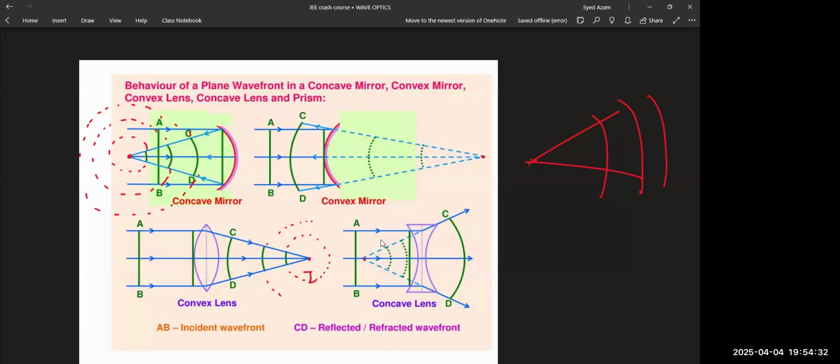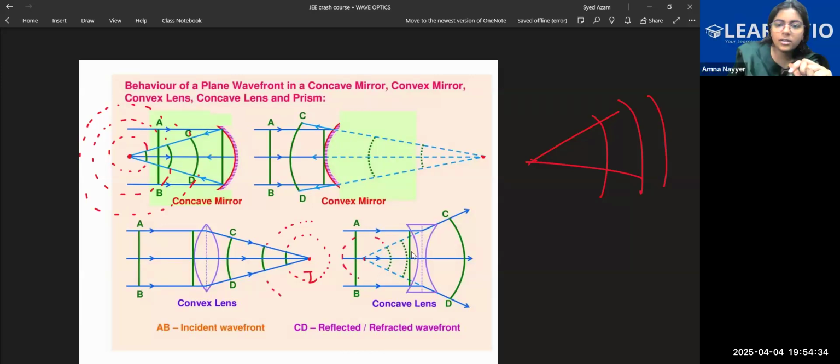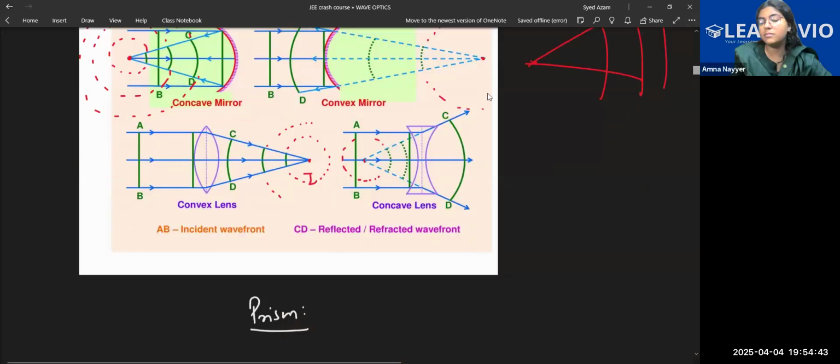Yes, ma'am. Just complete the circle. You will yourself see that, yes, this is a part of the wavefront. See, this will also be a part of the wavefront like this. Then prism. The prism case also comes in the exam.